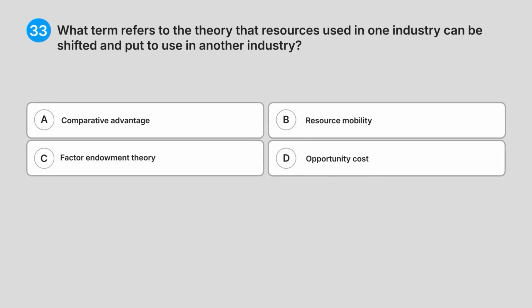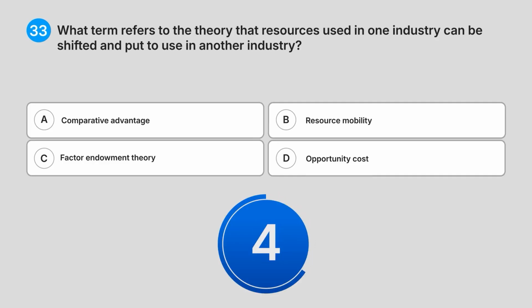33. What term refers to the theory that resources used in one industry can be shifted and put to use in another industry? A. Comparative advantage. B. Resource mobility. C. Factor endowment theory. D. Opportunity cost. What do you think is the answer?